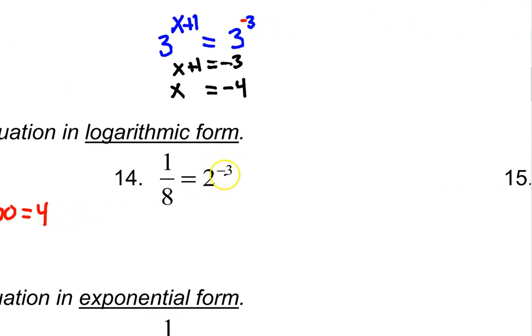Same thing here. The answer is the exponent, so I know I'm going to have log. It's going to equal my exponent, negative 3. The base of negative 3 here is 2, so that's the base of my log. So that must mean this is 1/8. So 2 to what power equals 1 over 8? That would be negative 3.